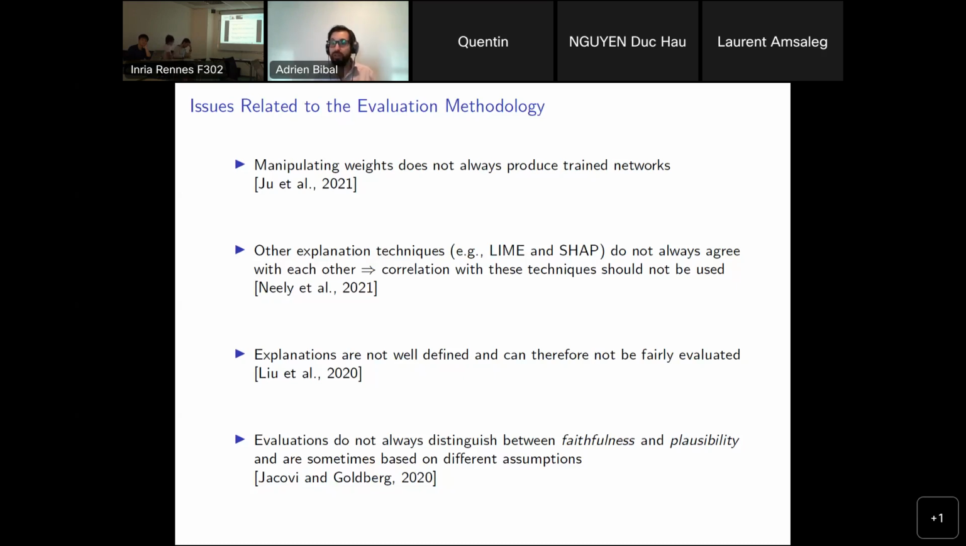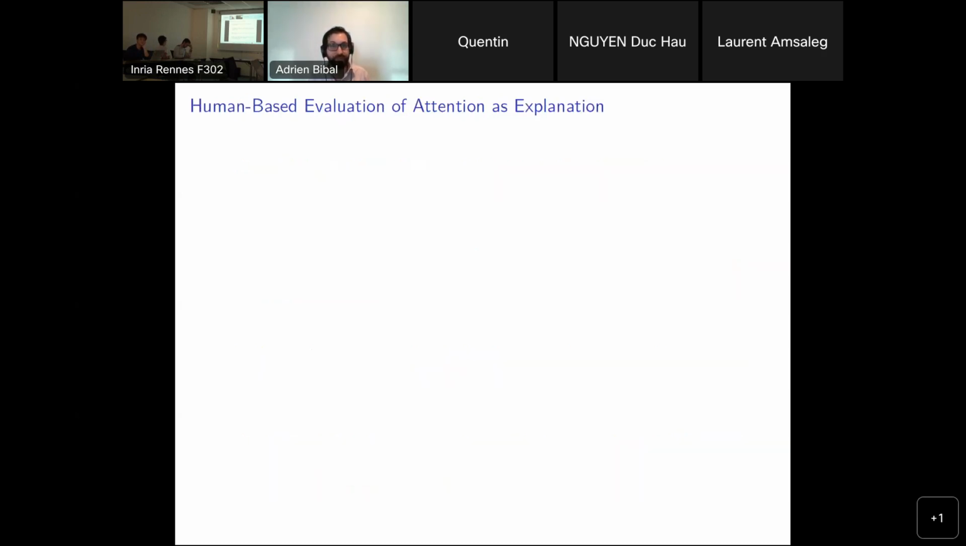And you often find the two in the papers that are analyzing attention as an explanation. And sometimes, even if the two are considered, the papers that are evaluating attention are not grounded on the same assumptions. So there are many, many issues related to assumptions and definitions in the evaluation of attention as an explanation. Okay, now there is another way to evaluate explanations.